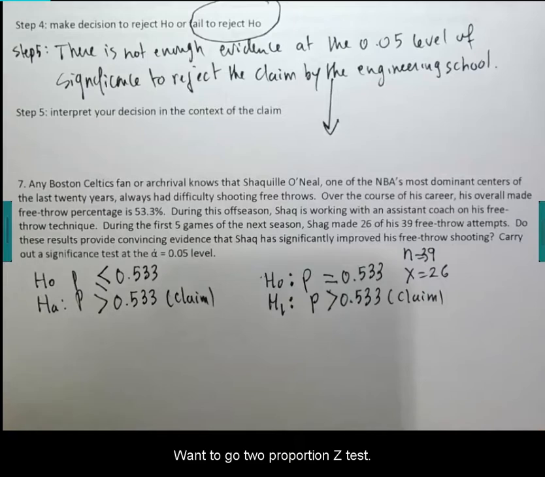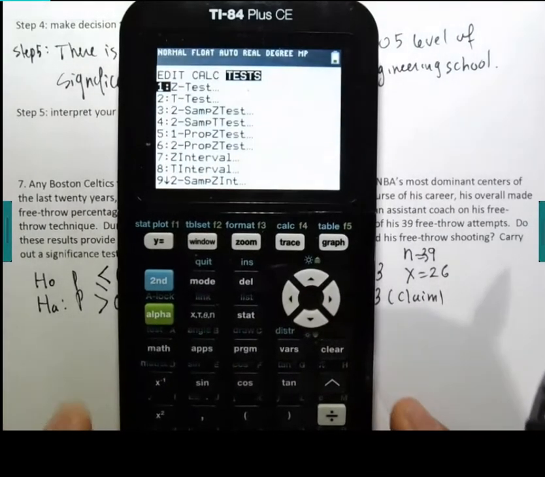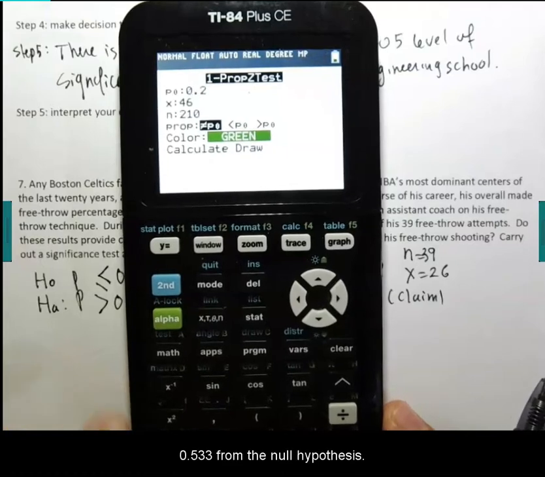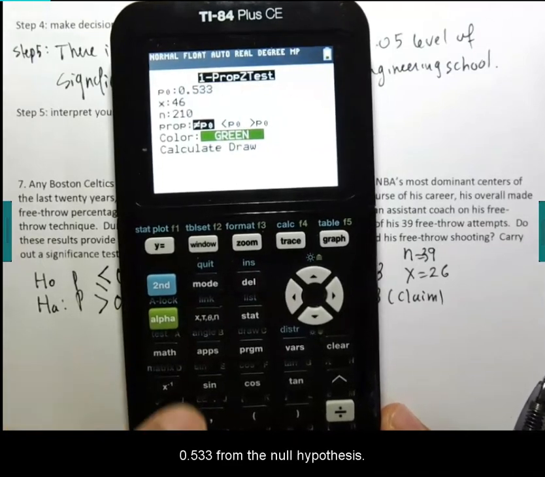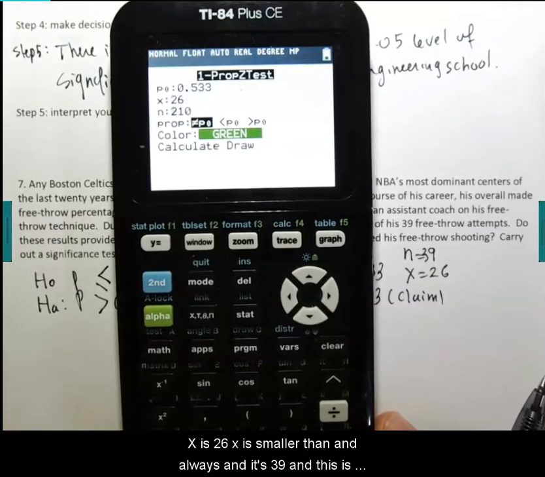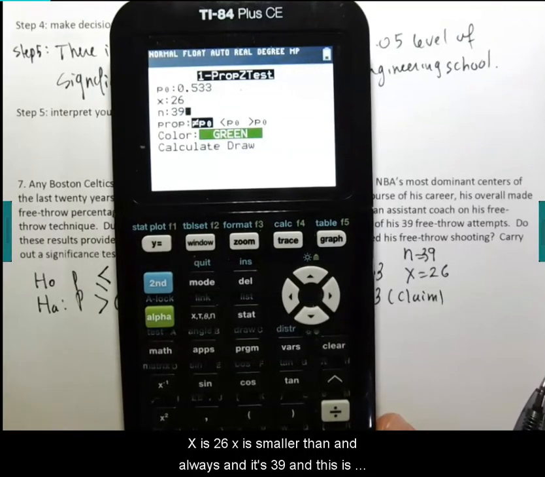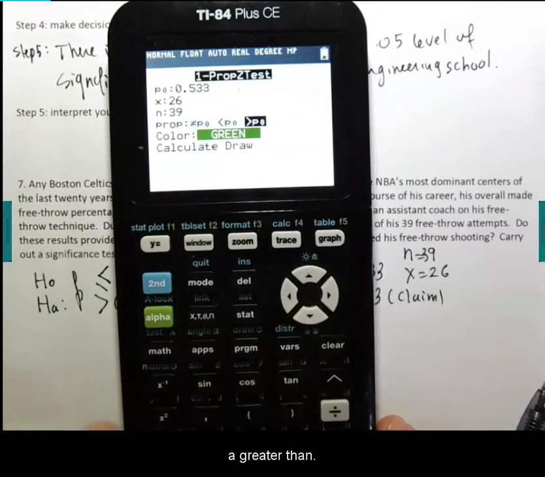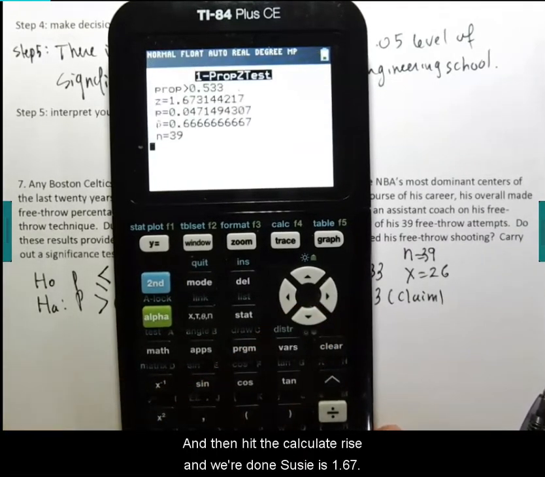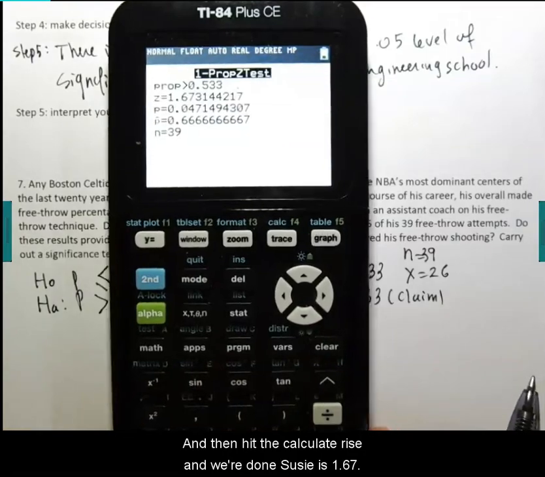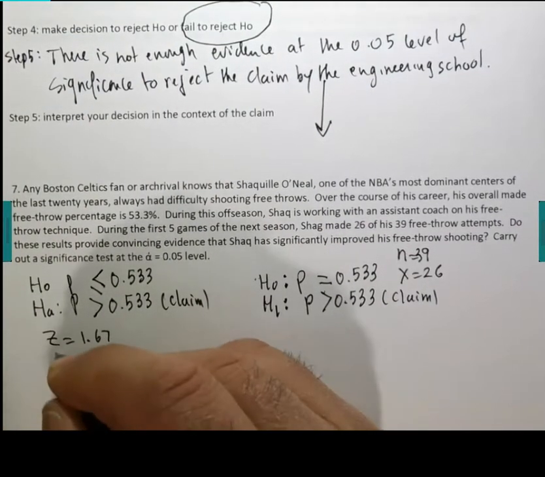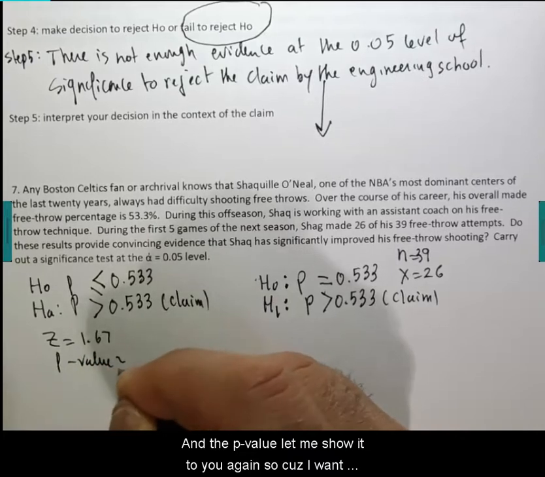I'm going to go to proportion z-test. So I go to one prop z-test. 0.533 from the null hypothesis. X is 26. X is smaller than N always. N is 39. And this is greater than. And then hit calculate, guys. That's it. And we're done. So Z is 1.67. I'll write it down. That's step number 2.